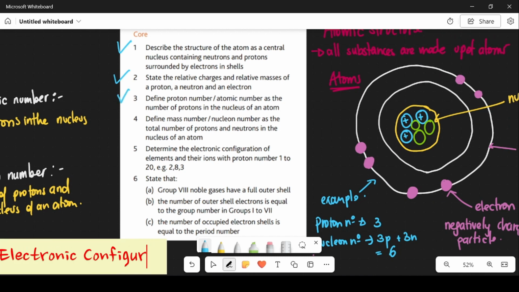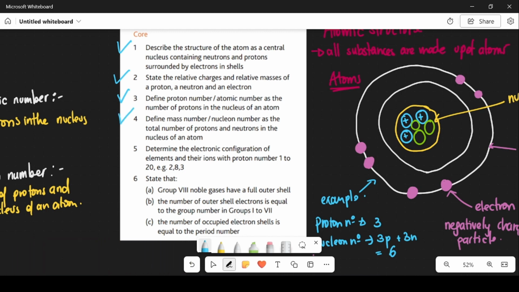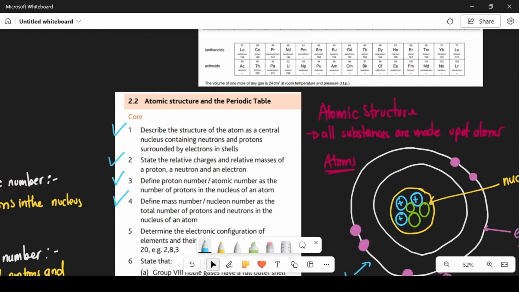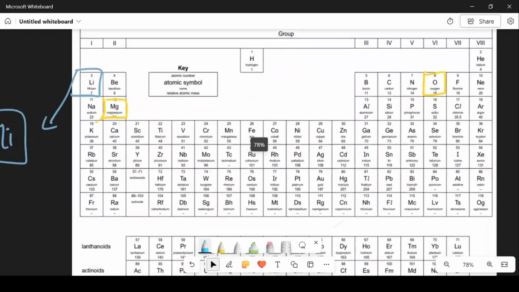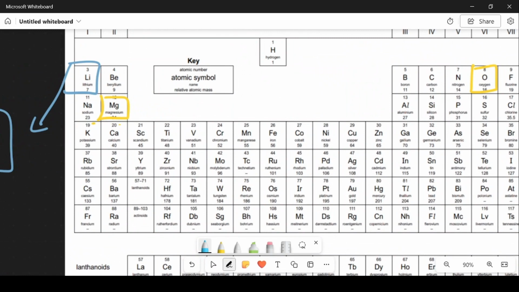define isotopes, all right? Now, the fifth point is to determine the electronic configuration of all the elements and the ions from proton number 1 all the way to 20. So that's from hydrogen all the way to calcium. You need to be able to determine the proton number, all right?